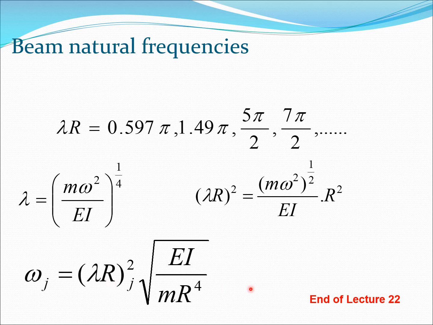Now remember that for a beam, I know EI, it's the flexural stiffness, I know M, it's the mass per unit length, and I know R, that's the length or the radius of the blade. And with these I can get the natural frequencies of the cantilever beam.